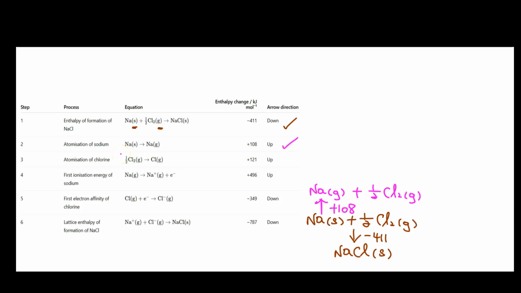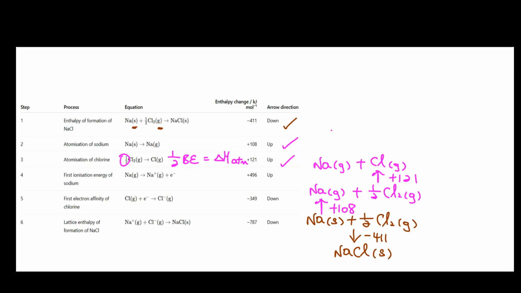Next, chlorine molecules are converted into chlorine atoms. Since sodium chloride contains one chlorine atom per formula unit, we use half a mole of chlorine molecules. Sometimes you may even see this formula: half BE, which stands for bond energy, equals 1 times the standard enthalpy change of atomization. Breaking the chlorine-chlorine bond requires energy, so this step also goes upward.